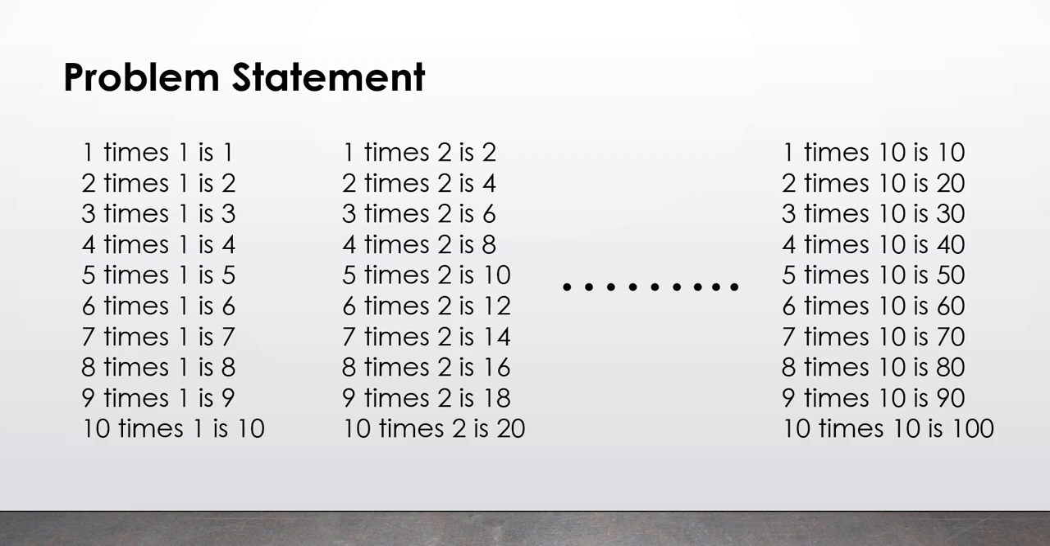Okay, so as you can observe, there are 10 columns. I have not written all the columns, but you can get the idea from the image in front of you. The first column is saying 1 times 1 is 1, 2 times 1 is 2, likewise. So it is the table for 1. Again, the second column will be the table for 2. Likewise, the last column will be the table for 10. So we want to generate this kind of table in our output.